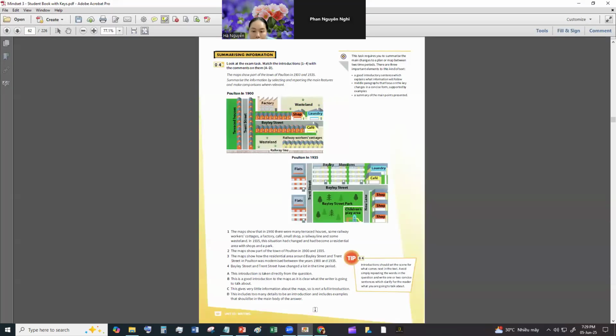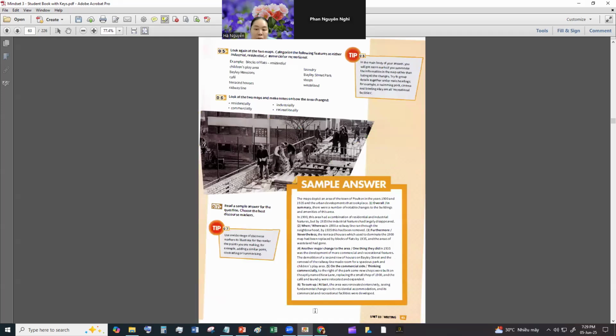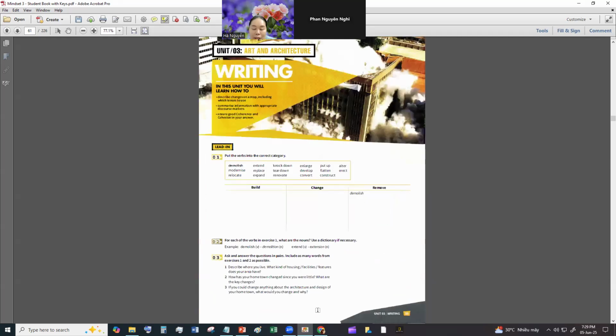Another way to approach the map description task is to go by category. This one is more difficult, but I believe it will help you earn more score for task achievement because it tells the examiner that you have effectively summarized the maps. Then we looked at the verbs to describe change: build, change, and remove.